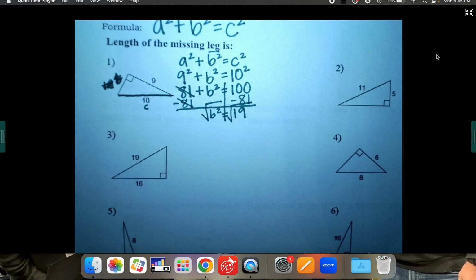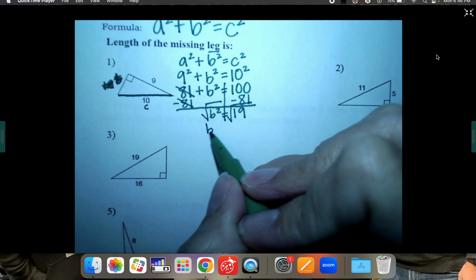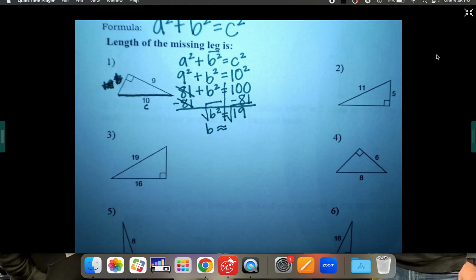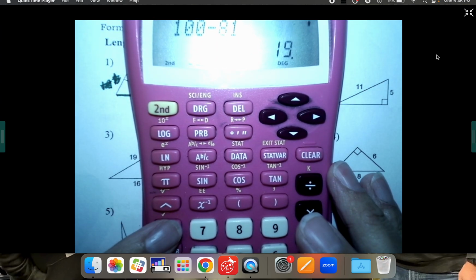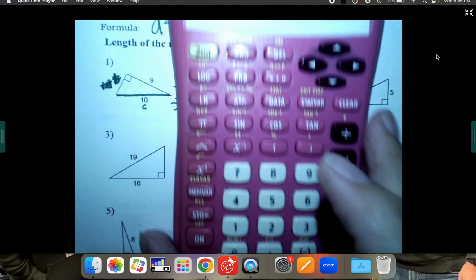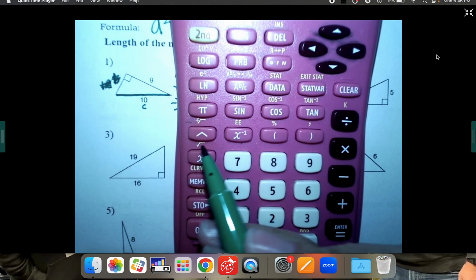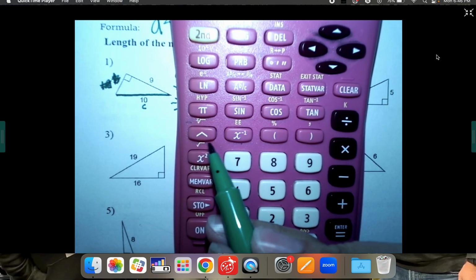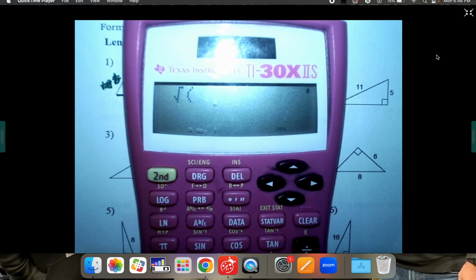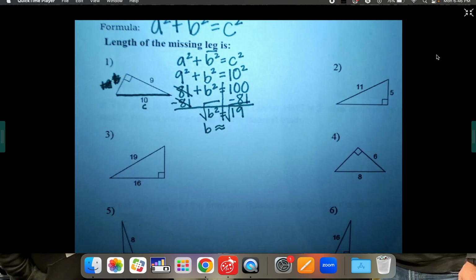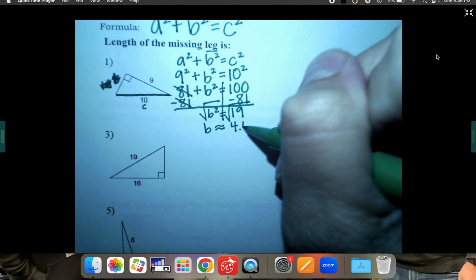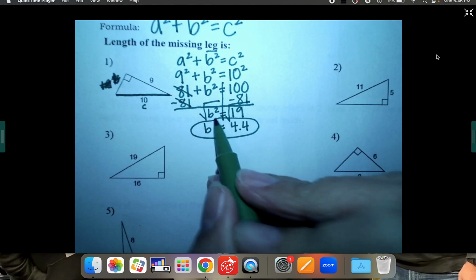So we're going to say B squared is 19, so B would be about whatever the square root of 19 is. On my calculator, the square root button is a shift, and then this little button above here, it looks like a check mark with a divide. That's the square root of 19, and that is about 4.4. So now let's see if that one is appropriate.